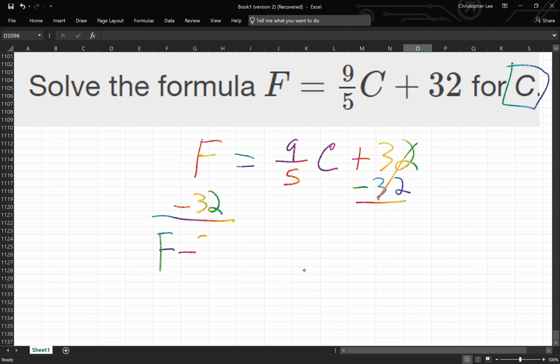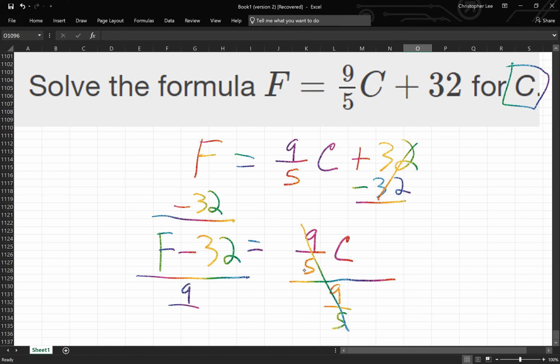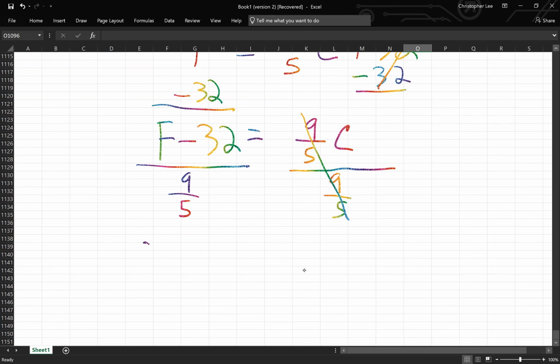So now I have F minus 32 is equal to 9/5C. After that, to get C by itself, I'm going to divide by 9/5. And what I do to one side of the equation, I have to do to the other side. So what's my final answer? Keep change flip. This would be 5/9 times the F minus 32 is equal to C.